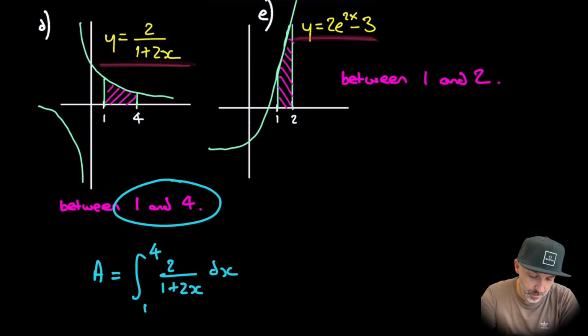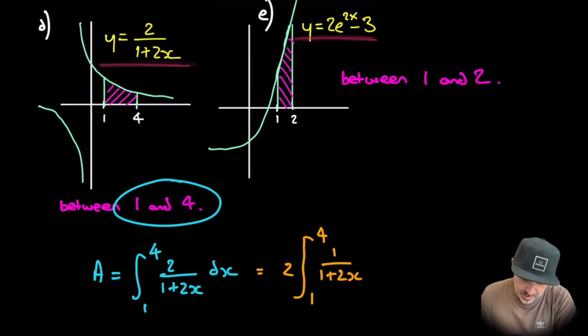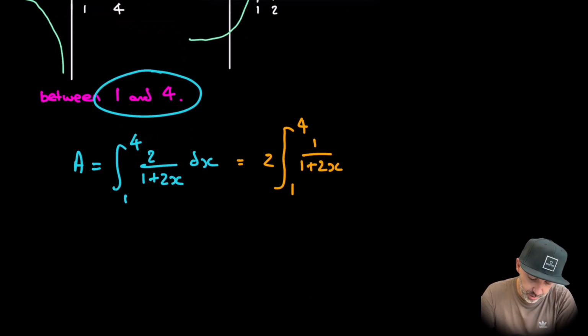Now, I'll put the link into my description how to integrate a reciprocal like this, because it will end up in a natural log. So what you can do is you can move the 2 outside, and then you can say between 4 and 1 of 1 over 1 plus 2x, because that is the same expression. If you times 2 by the numerator here, you'll get 2. So that is the same. But then when we have that, I'll just put the dx on.